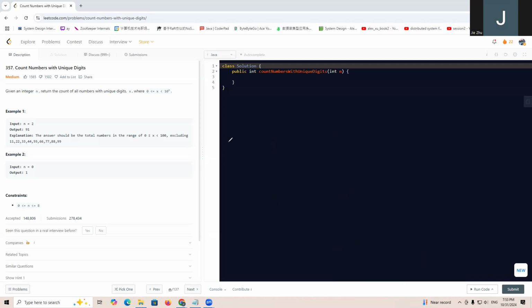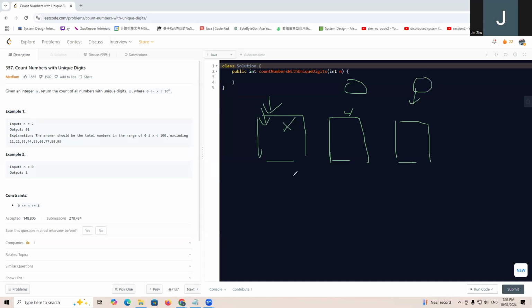And intuitively, what we're thinking about is that if we choose one digit for the first number, then for the next number we have one choice less, and for the one after that we have another choice less. So for example, with n equals 3, we would have 10 multiplied by 9 multiplied by 8. But this is actually wrong.